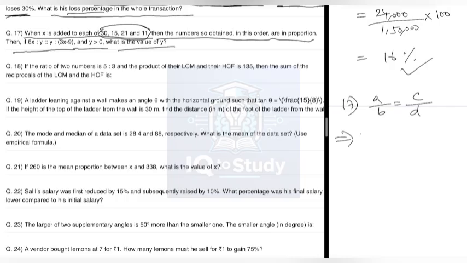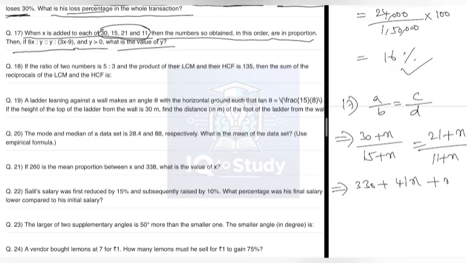Which means (30 + x)/(15 + x) = (21 + x)/(11 + x). Let's simplify this. 330 + 41x + x² is equal to 315 + 36x + x².